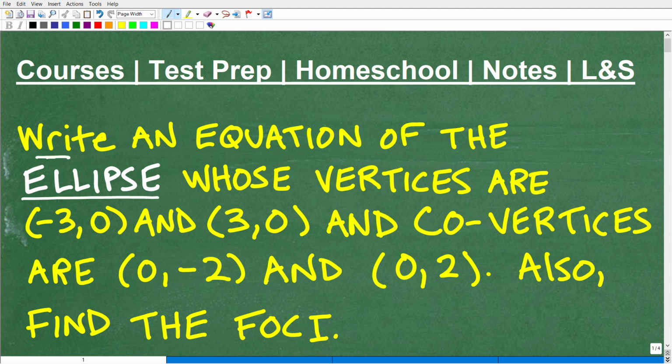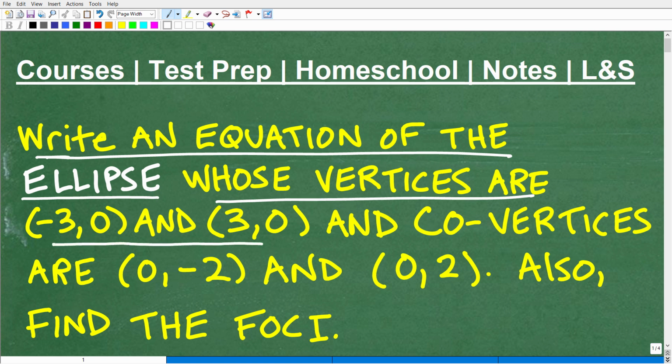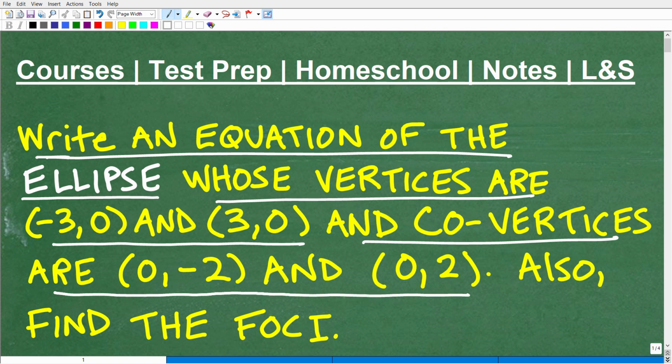It says, write an equation of the ellipse whose vertices are at -3, 0, 3, 0, and co-vertices are at 0, -2, and 0, 2. Also find the foci of the ellipse. So if you're not familiar with these terms, then I'm going to suggest that you watch a video. Hopefully you stick around so you can learn something. But again, this video is really designed to help those of you that are studying this topic right now. But anyways, I'm going to show you the correct answer in just one second, and then we're going to get into how to solve this problem.